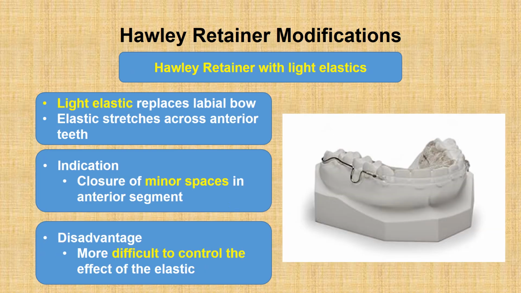Now the Hawley retainer can also be used with light elastics. Now in this modification, the elastic replaces the labial bow and the elastic will stretch across the anterior teeth as shown in this diagram. Now the indication is to close some minor spaces post-treatment in the anterior segment. Now the disadvantage is the effect of the elastic is more difficult to control.